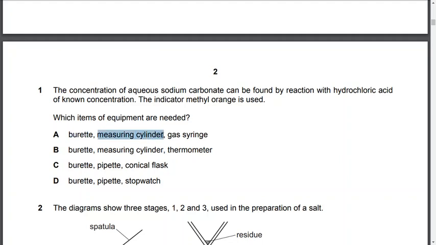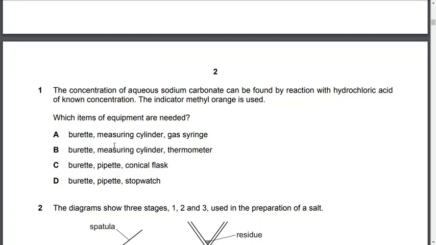Measuring cylinder, no, I don't think so, because there is no purpose of a measuring cylinder. We are supposed to know the concentration. We're not measuring something in a cylinder. And a gas syringe, there's no need of a gas syringe, because we are not checking the rate of reaction or the gas, that is carbon dioxide, that might escape. So A is not the right option.